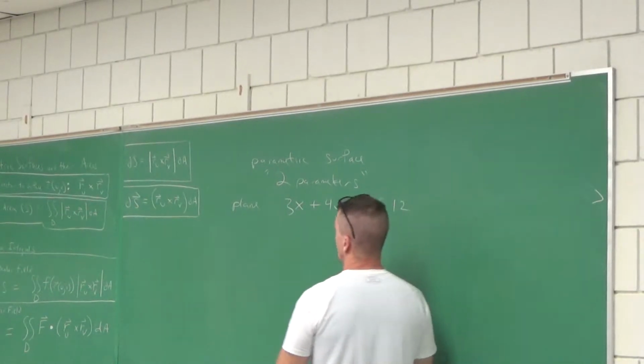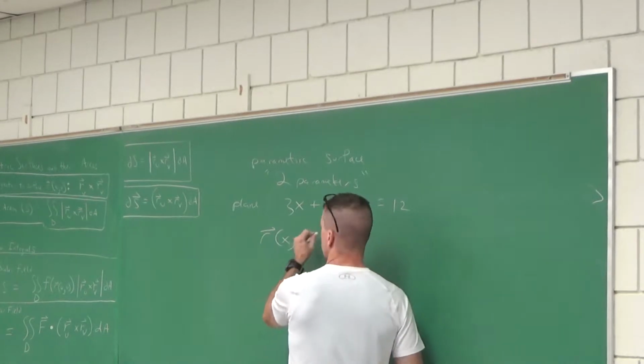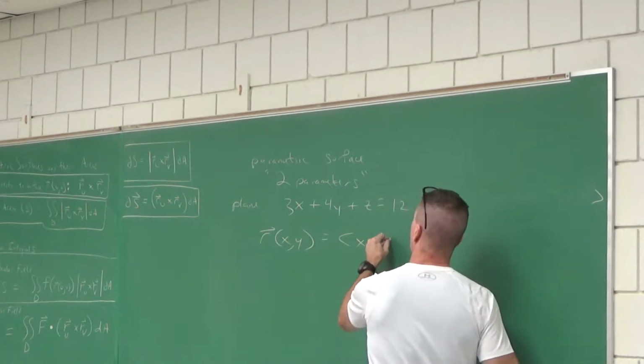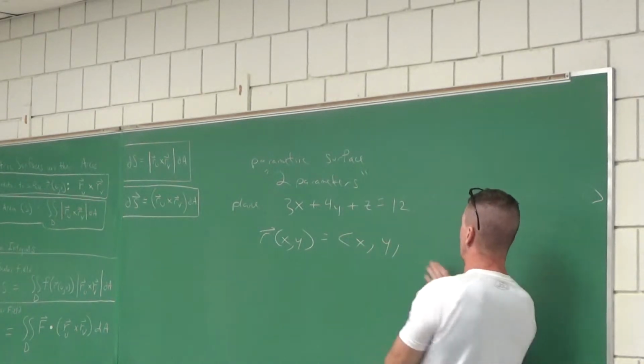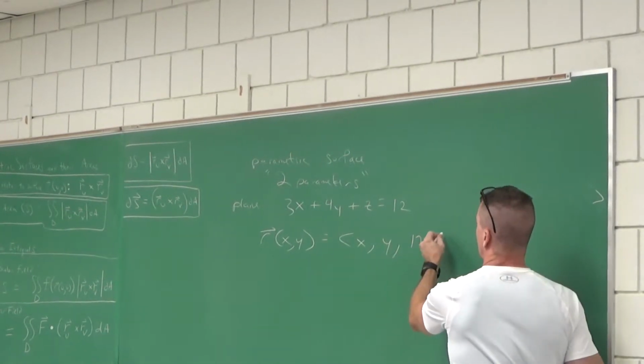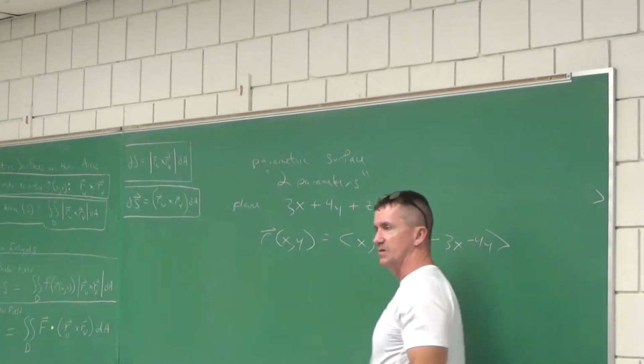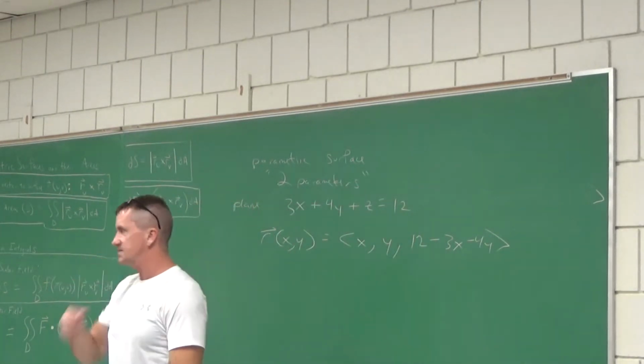Sure. How many parameters? Two. You want to use x and y? Okay. Let x equal x, let y equal y, what's z? I'll leave it up here, what's z? 12 minus 3x minus 4y. Accomplished. So that's what I wanted to spend a few more minutes on.